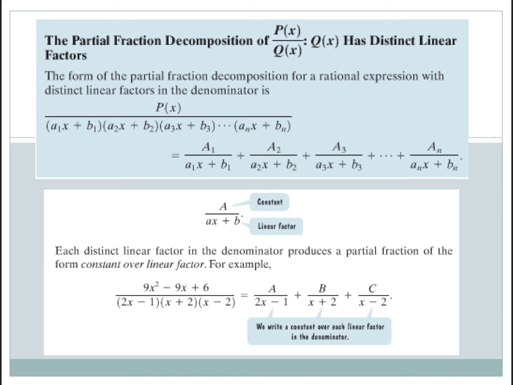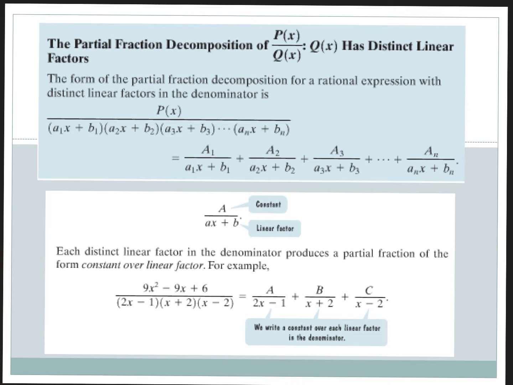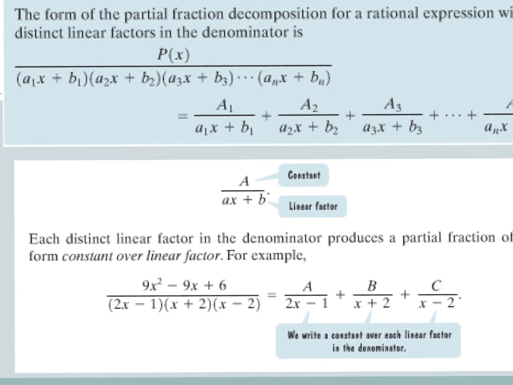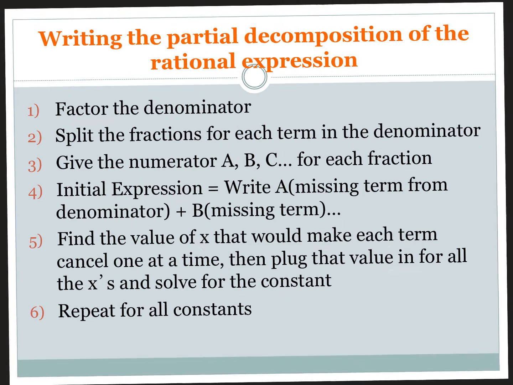And I'll show you exactly how to do that. This is the example that they give you. We are going to use linear factors. If you notice, look at this bottom here. How many different factors are in the denominator? 2x minus 1 is a factor, x plus 2, and x minus 2. So there's 3. Do you see how they broke it apart into 3 pieces? If you had 5 things in the denominator, you break it down into 5 pieces. And I'll show you the algebra behind it right now.